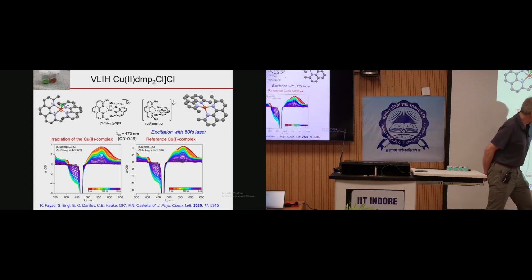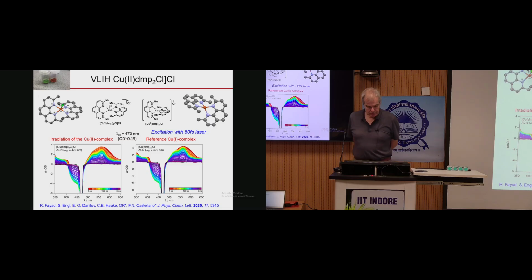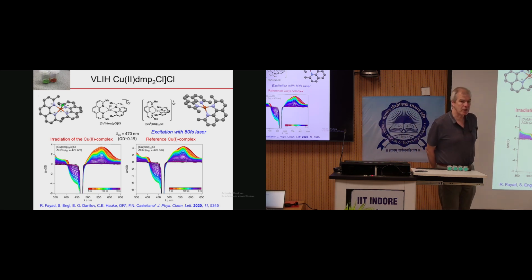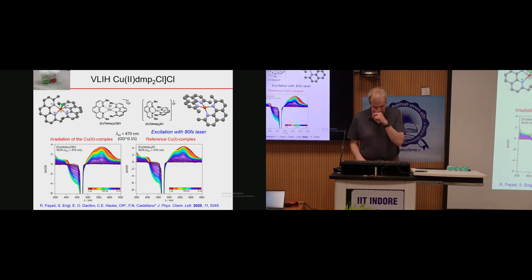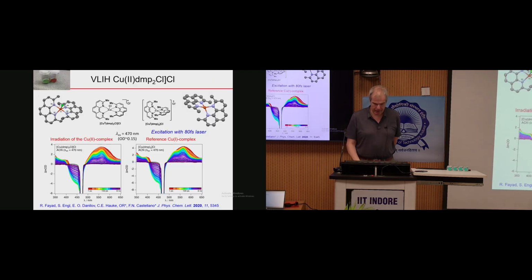this is copper 1 reference, this is irradiation of the copper 2. So what would be your feeling? I had the same thing. I never interpreted or looked at such spectra, and I also didn't know anything about this. And so Phil Castellano, he just sent me these spectra. And so what's your feeling? What do you think is different here between the left and the right diagram?